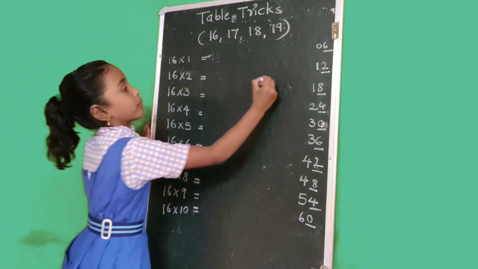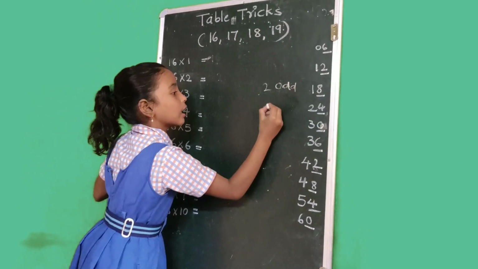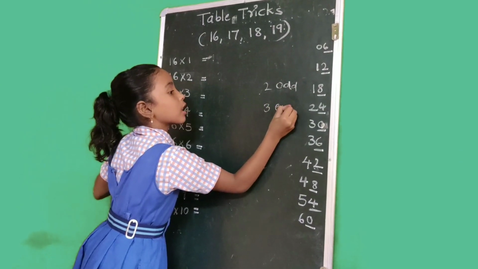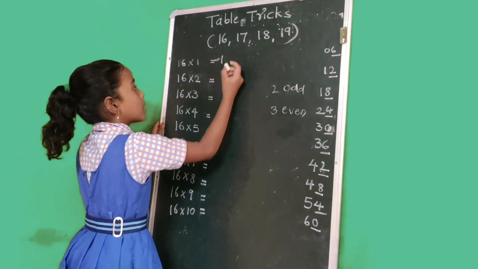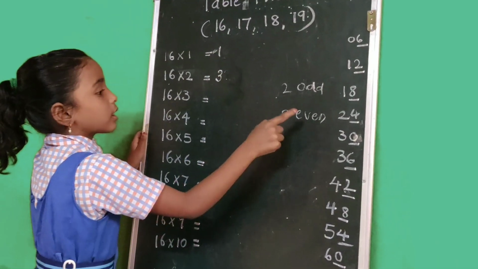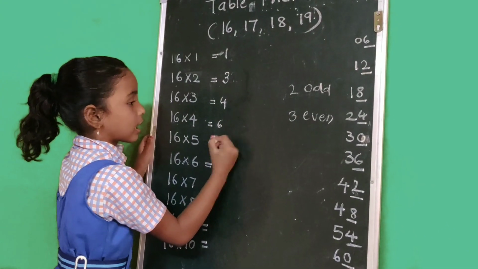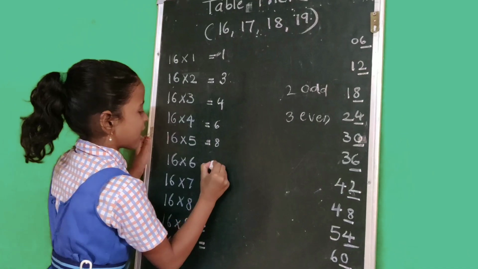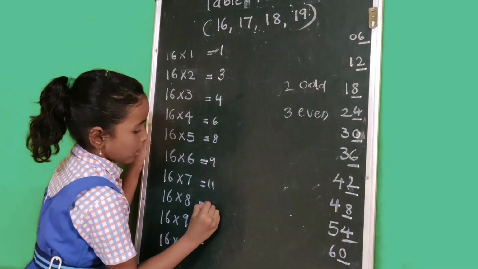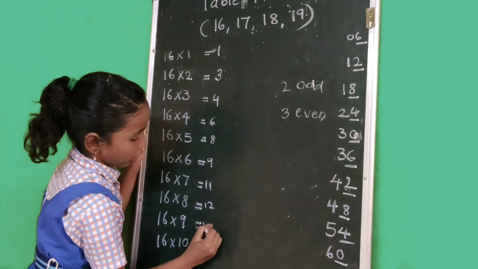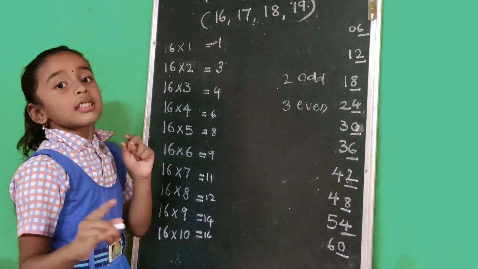Now we write 2 odd numbers and 3 even numbers. Now we write 2 odd numbers: 1, 3. 3 even numbers: 4, 6, 8. 2 odd numbers: 9, 11. 3 even numbers: 12, 14, 16. Now we write 6 table.